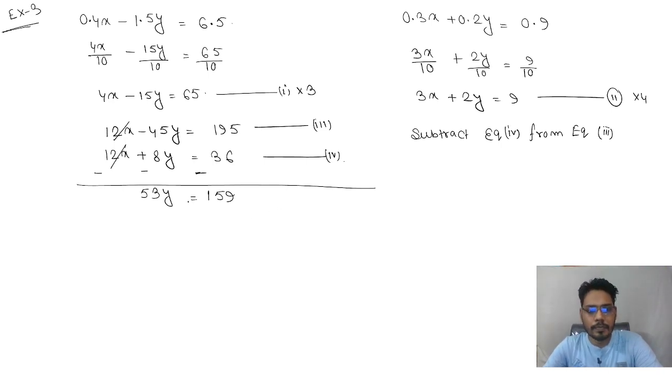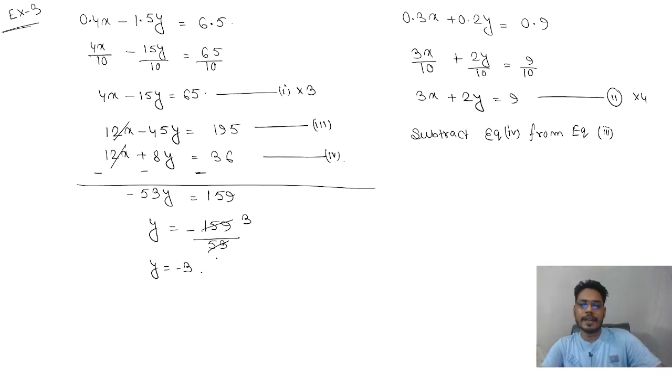That will be 159. Minus 53y is equal to 159. y will be equal to 159 by 53, negative. So it will be minus 3. So y will be minus 3.